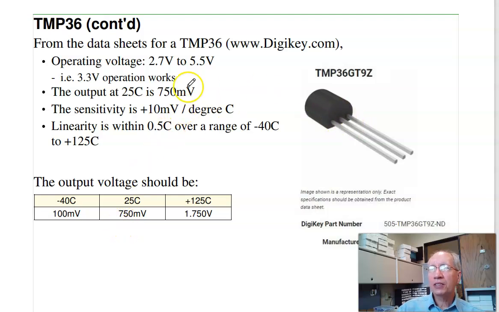So from the data sheets, you can see that this works at anywhere between 2.7 and 5.5 volts, meaning it works just fine with the Pi Pico at 3.3 volts. The output at 25 Celsius is 750 millivolts, and the sensitivity is 10 millivolts per degree C. So at 25 C, that's what I should read on the voltage. At minus 40 degrees C, 100 millivolts. At plus 125, 1.75 volts. So by measuring voltage, I can tell you temperature.